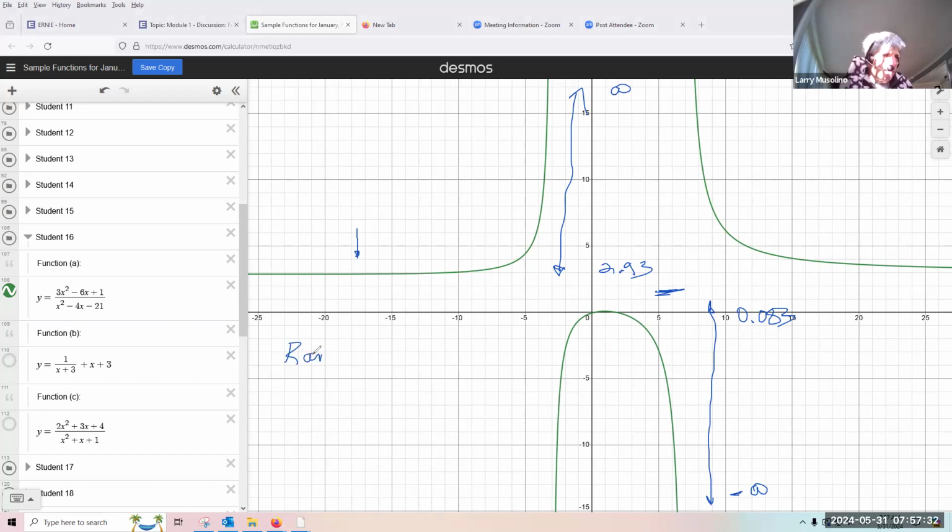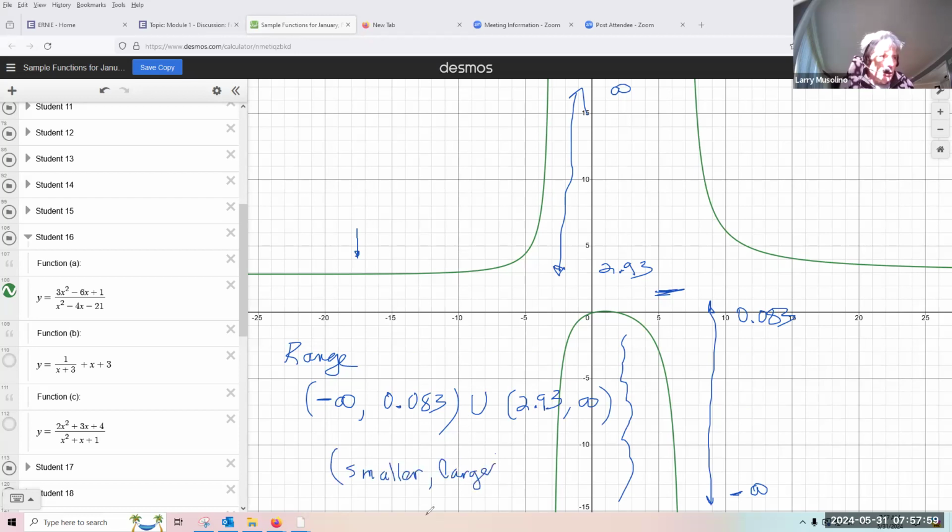So for the range, I'm going to put negative infinity to 0.083. That's this bottom part of the curve. Union 2.93 comma infinity. Okay, remember when you write these intervals, you always have to put the smaller number first and the larger number second. That's always the way these intervals are set up. Okay, we're going to see later that there is a way to get a more exact estimate for this horizontal asymptote.